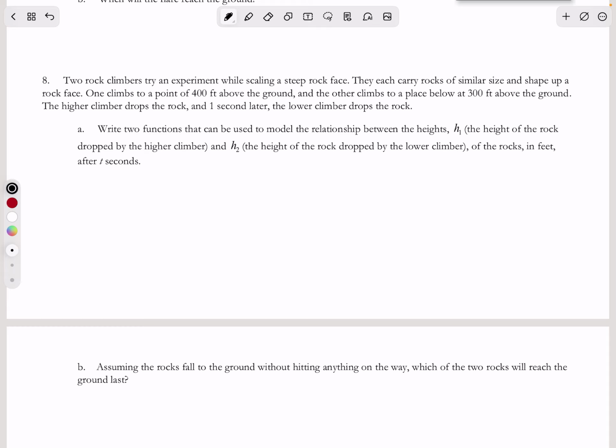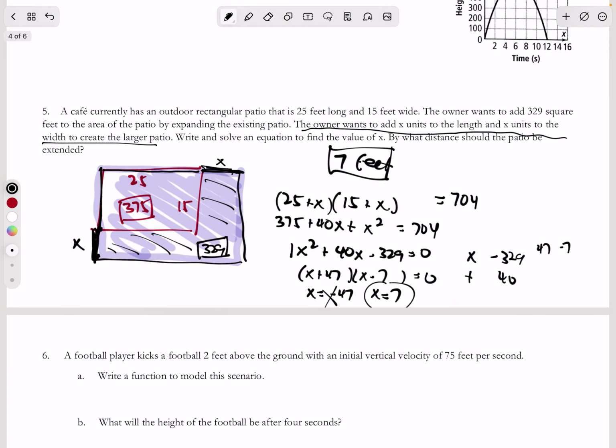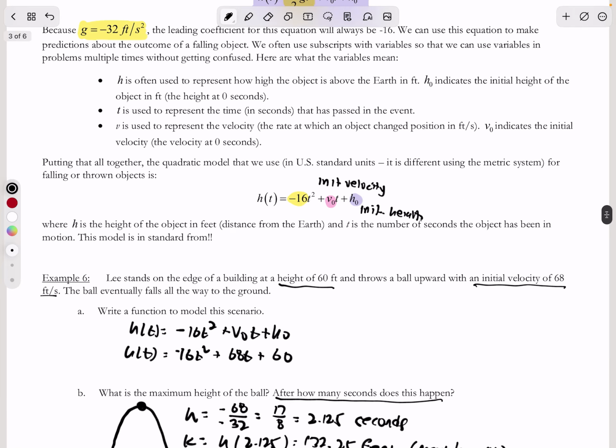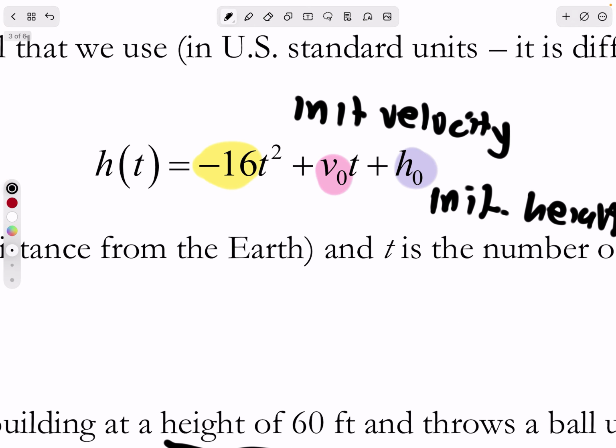Let's write two functions that can be used to model the height of each rock. I'm using my own words here. H1 is the height of the rock dropped by the higher climber. So their height function is, let's go back to this general equation. We're using this one, right? This equation right here, negative 16t squared. Now they dropped the rock, so the velocity is 0, and the initial height is 400.